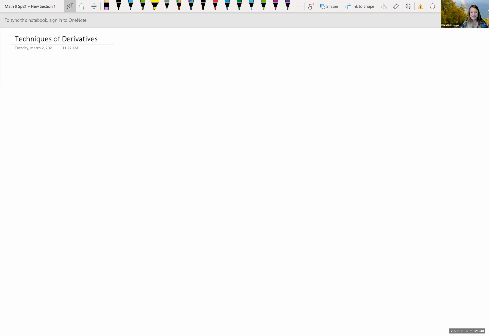So we're going to look at techniques of derivatives. How to go about finding the derivative without going through the formal definition, where we have to look at the limit as h goes to 0 of our difference quotient. This is going to make our life so much easier when we have to go through problems and use derivatives to solve.